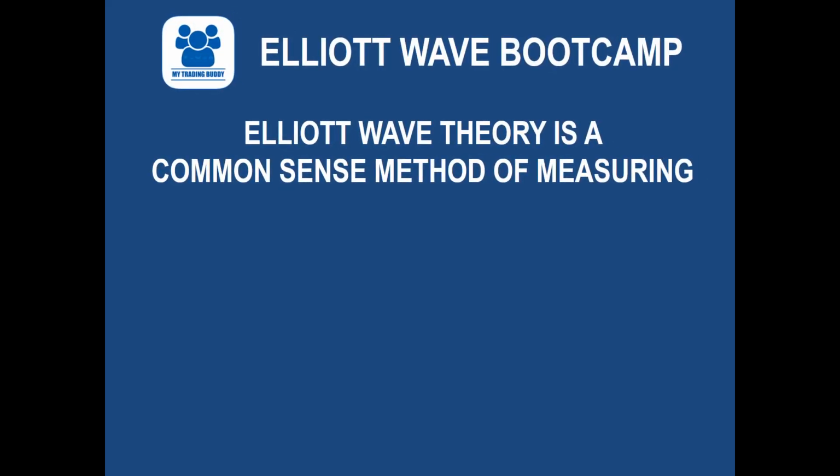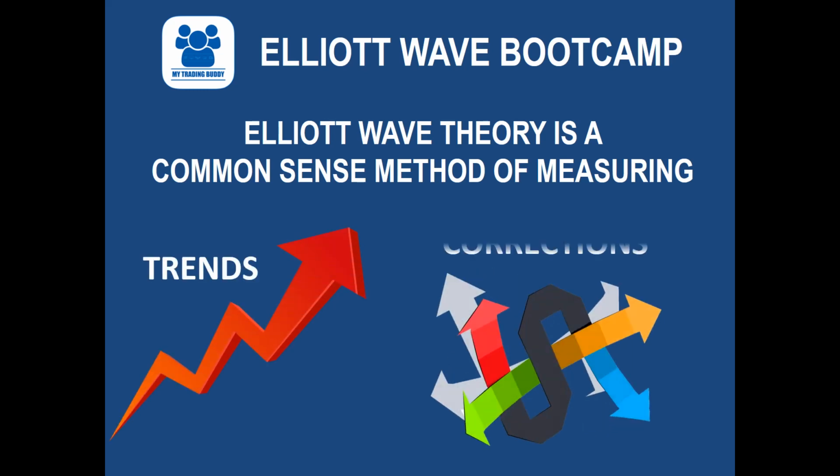Okay. So Elliott wave theory is a common sense method of measuring trends and corrections. Corrections are a lot harder to trade. The high probability trades that we're interested in using this indicator suite are trading with the trend. So that's what we're going to concentrate on for this bootcamp.